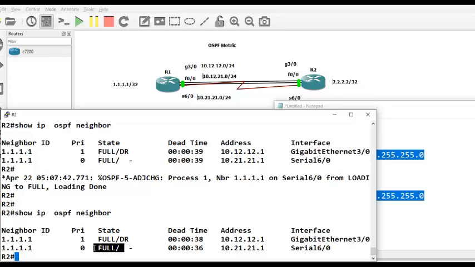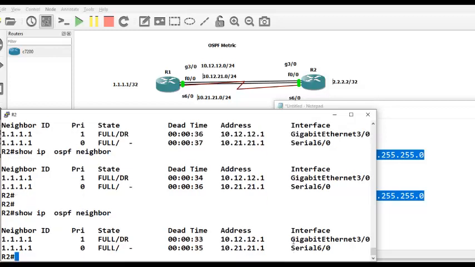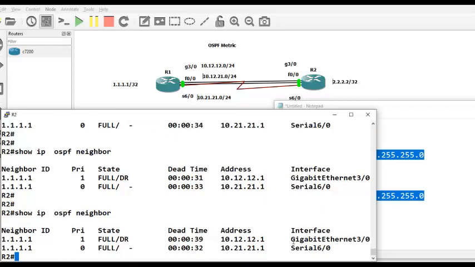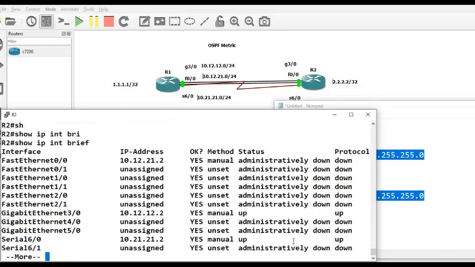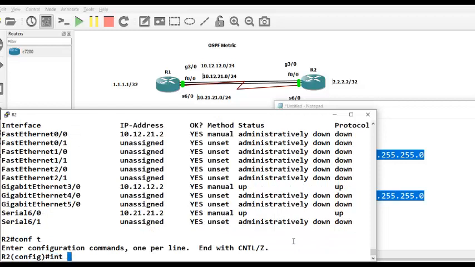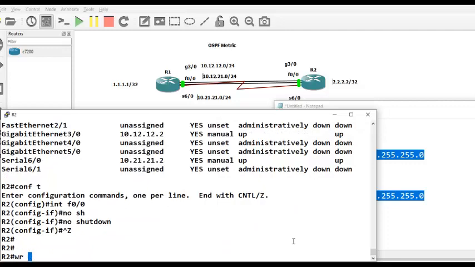And this is for both Ethernet and... why fast Ethernet does not come? Let's wait. It will come. Something is wrong with fast Ethernet. Show IP interface brief. Maybe the interface is down. Yeah, see, the interface is down. Interface F0/0, no shutdown. Likewise on R1.